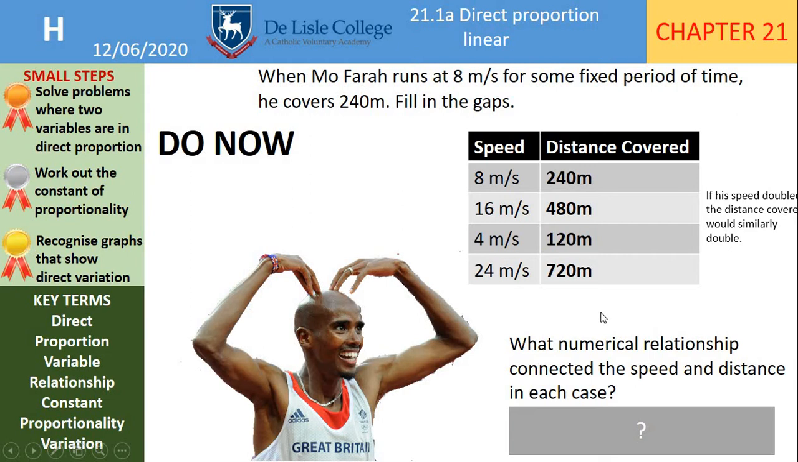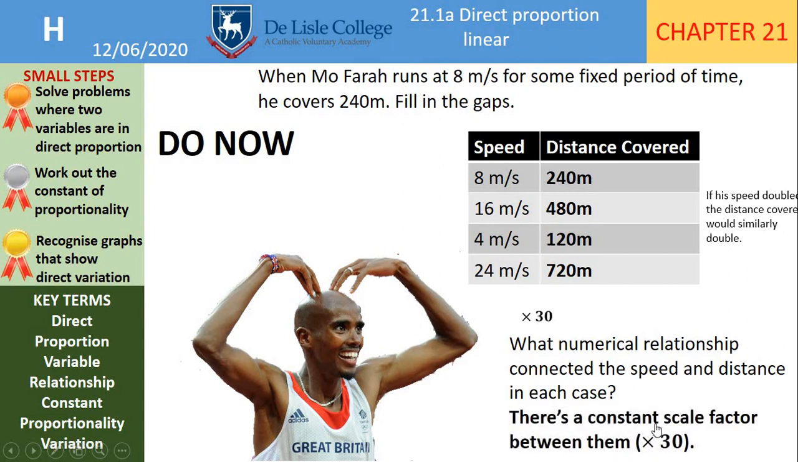What numerical relationship then connects the speed and the distance in each case? So we've looked at how doubling the speed doubles the distance, but what about going from the speed to the distance? Is there a way of getting from the speed value to the distance each time? Well, hopefully you've recognised that we multiply by 30. So the speed and the distance are connected by what we call a constant scale factor of 30.